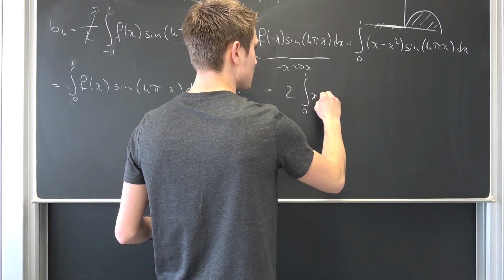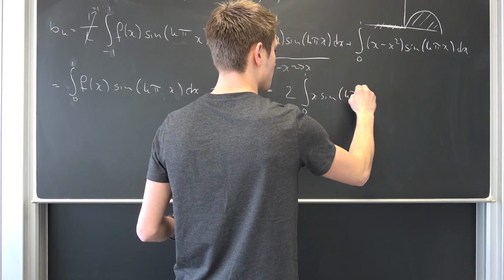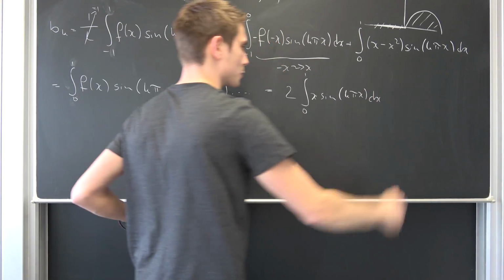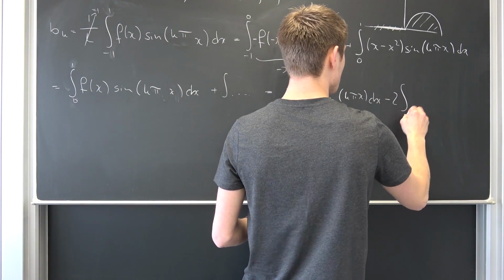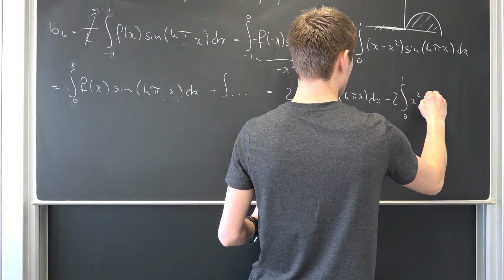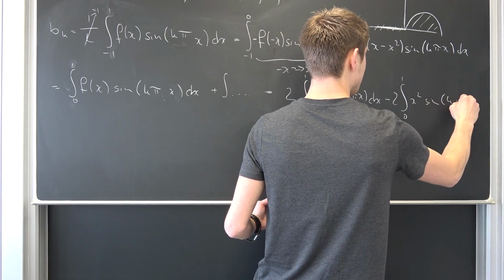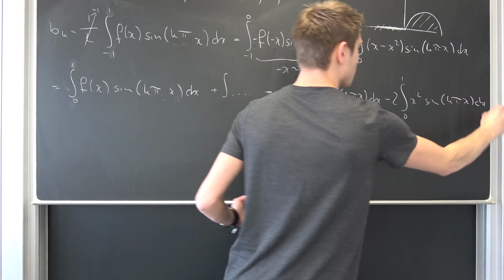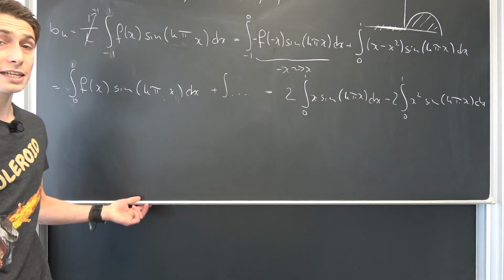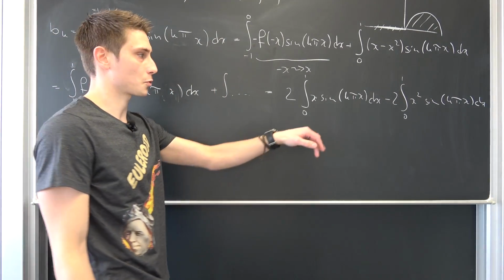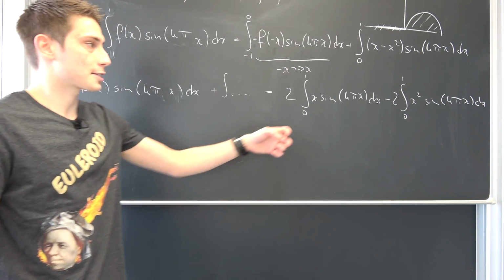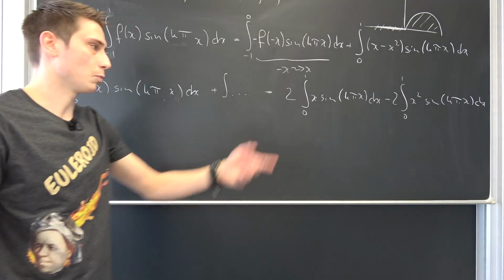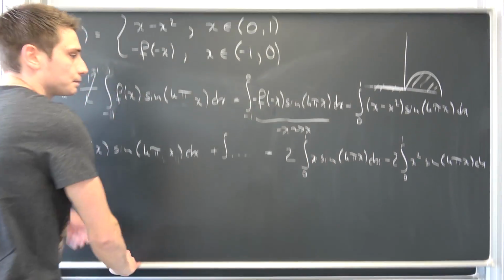Finally, this is x times the sine of k times pi times x integrated with respect to x minus 2 times the integral from 0 to 1 of x squared sine k times pi times x integrated with respect to x. And here is where a little mess is going to start, because we have to do a lot of integration by parts. Let's just take a look at one of those integrals after another.